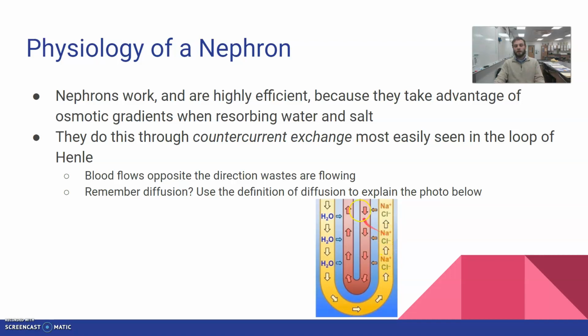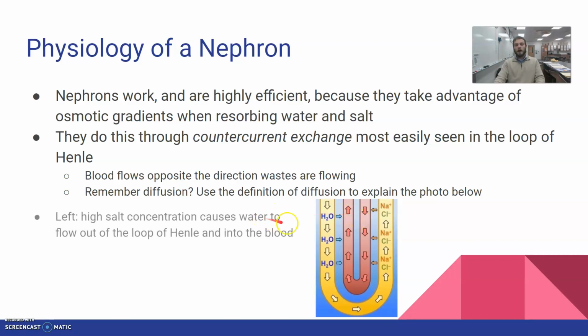And by the time you get over here, this part of the bloodstream has a very low concentration of salt compared to the loop of Henle here. And so salts want to move from areas of high concentration to areas of low concentration. That's just what diffusion is. And so salt is going to move out of the loop of Henle and into your bloodstream.